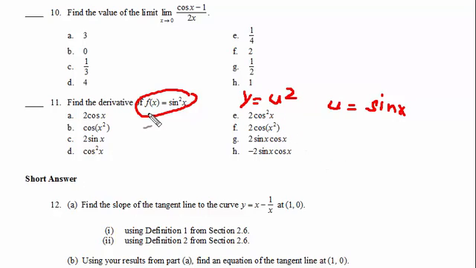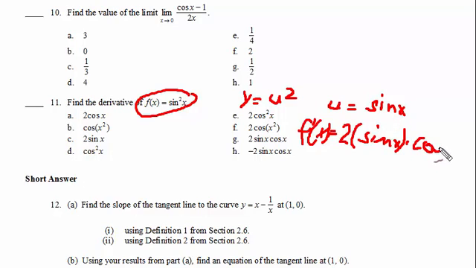So the derivative of this whole thing, what is it? F prime of x equals 2u, and for u I substitute sine of x, so 2u is 2 sine of x. That's the derivative of the outside. Now I have to add the factor of the derivative of the inside, the derivative of sine x, and that is cosine x. So this here is it. I don't need these parentheses. So G is my correct answer for this guy.